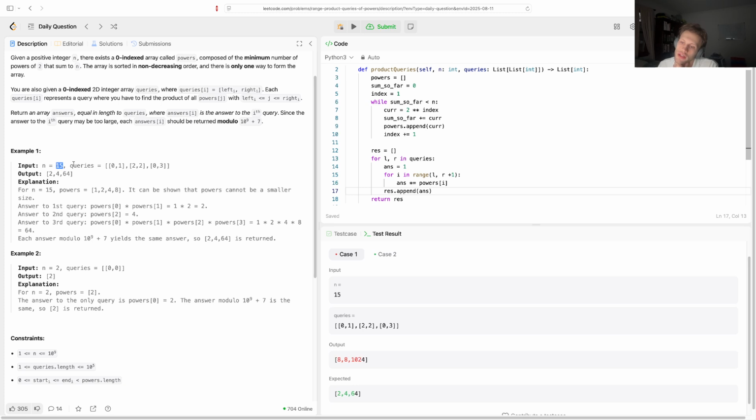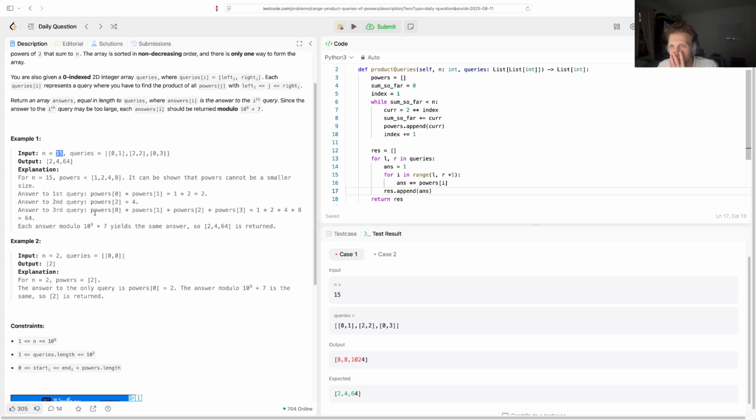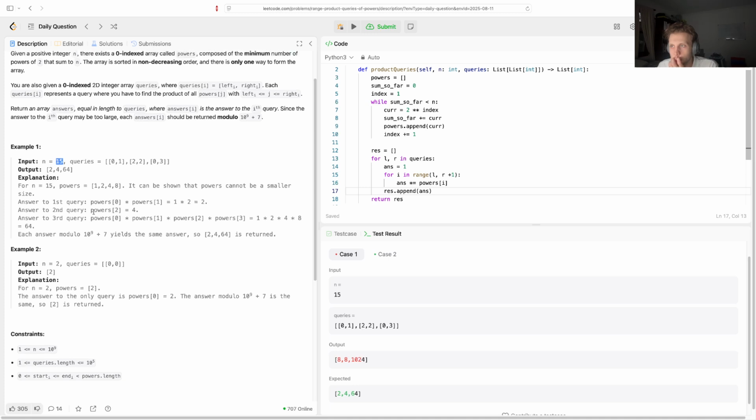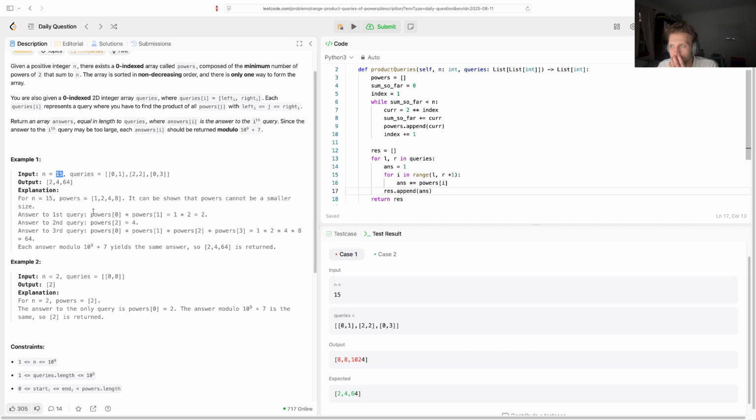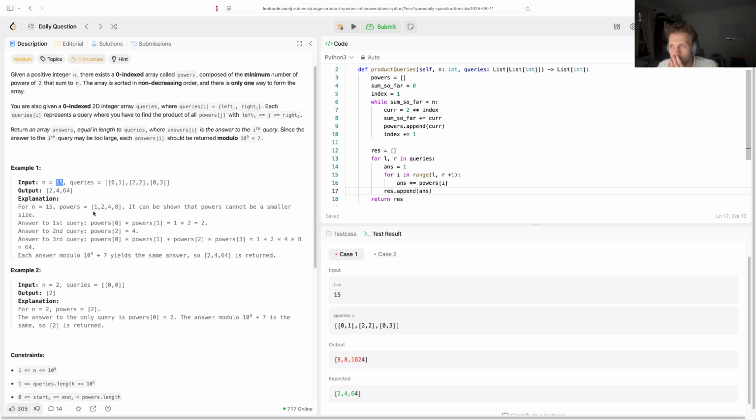If you had 14, is that even possible? Wait, this is wrong. Because you have 32. Wait, this is wrong here. How can we create it? It's a greedy solution? Sorry, this is wrong actually.